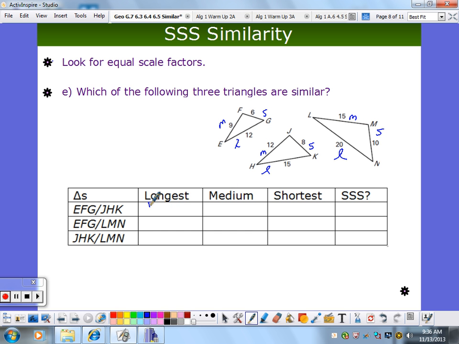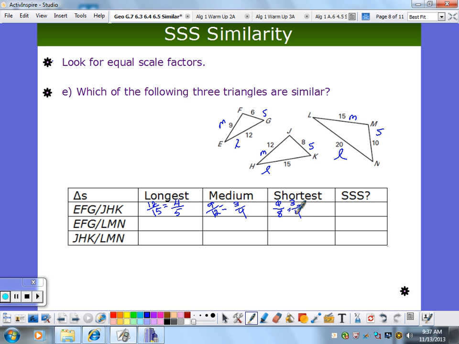That would be 12 to 15. And let me reduce that. Divide by 3. Am I going the wrong way? No, I'm doing these two right here. Let's look at the medium lengths now. That would be 9 to 12. Well, that's 3 to 4. It's already not right. Let me just look at the shortest, just in case I make some kind of weird mistake here. 6 to 8, which is 3 to 4.